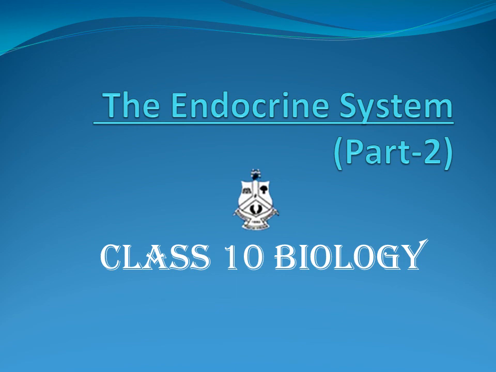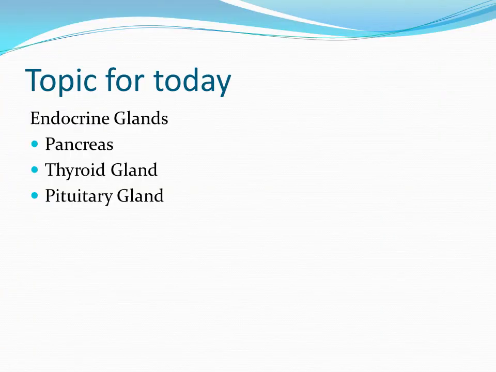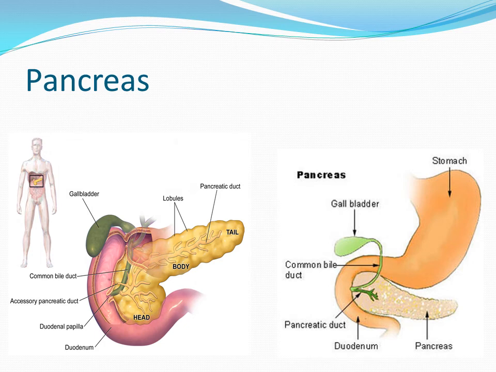Good morning, students. Last class we discussed the exocrine and endocrine glands and one of the endocrine glands, that is adrenal glands. Today we will learn about pancreas, thyroid gland and pituitary gland. First we'll study about the pancreas.